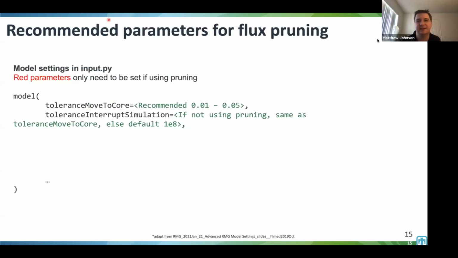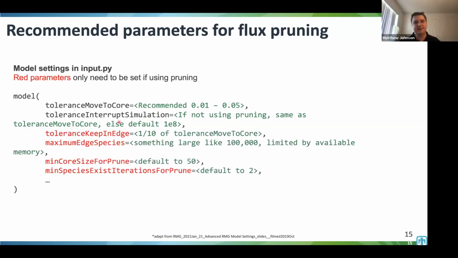So nominally, we have our tolerance move to core and tolerance interrupt simulation. In this case, we changed this to do pruning. We're going to increase this a whole lot, so maybe to a really, really big number like 1E8 to try and ensure that we run the whole simulation through. And then we're going to set a tolerance keep in edge. The general rule of thumb is to put it about 1/10 of the tolerance move to core.